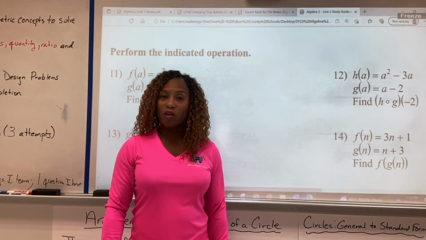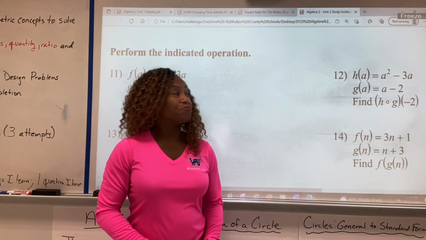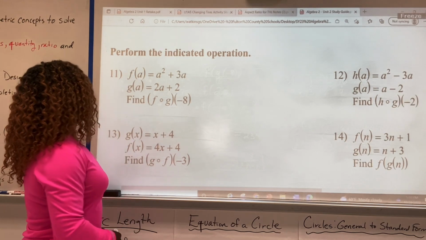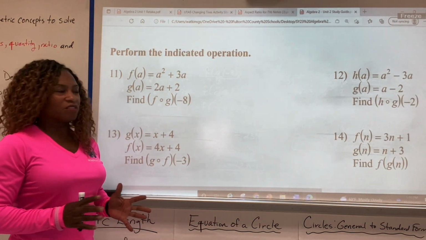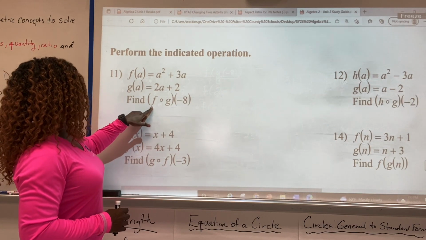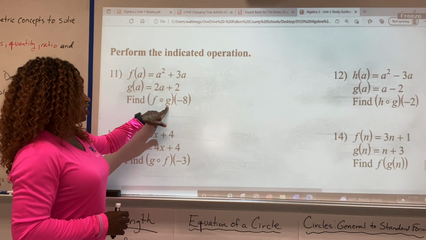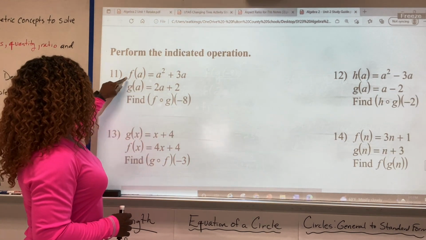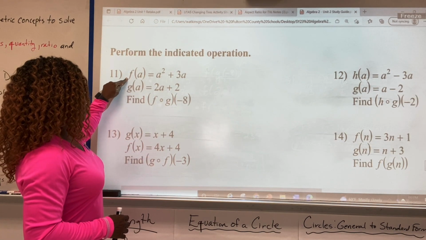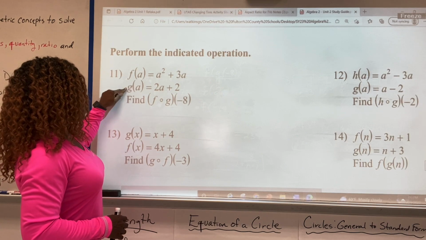We're going to continue with our composition section of the study guide. Number 11, we're asked to perform the indicated operation. And notice that here we're given two functions, and then we're asked to find f composition g of -8. So we're composing these functions. f of a is a squared plus 3a. g of a is 2a plus 2.